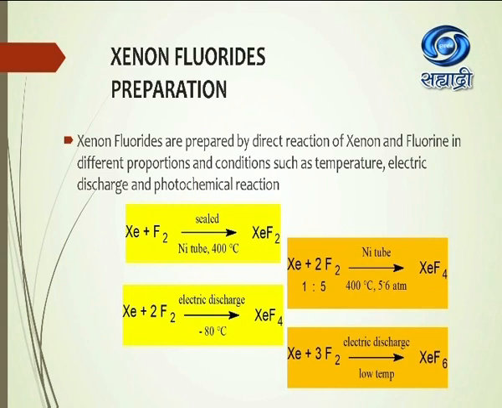So Xe plus F2, sealed nickel tube, 400 degrees centigrade, produces xenon difluoride. Then Xe plus 2F2, minus 80 degrees centigrade, electric discharge, produces xenon tetrafluoride, which can also be prepared by another way: 5 to 6 atmospheric pressure, 400 degrees centigrade, nickel tube, 1:5 proportion of xenon and fluorine. It also produces xenon tetrafluoride. And xenon plus 3F2, electric discharge, low temperature gives xenon hexafluoride.